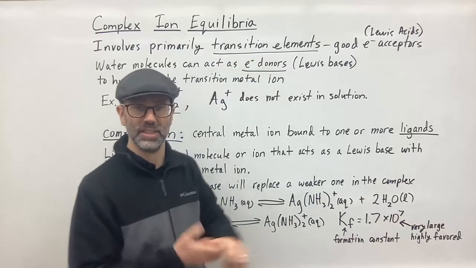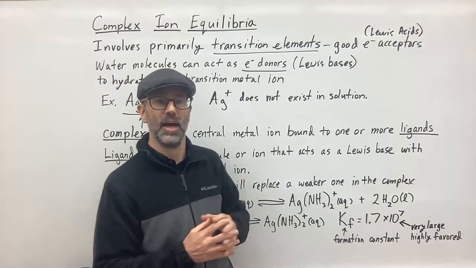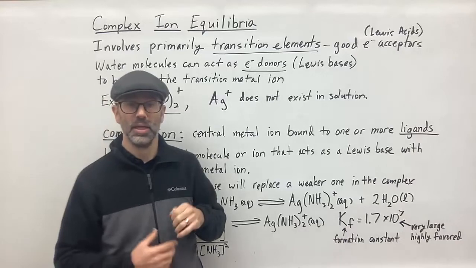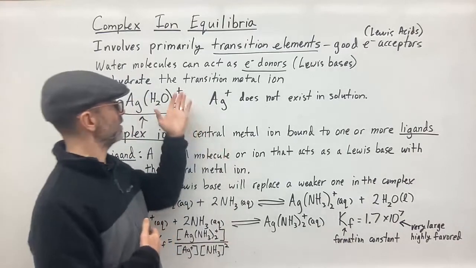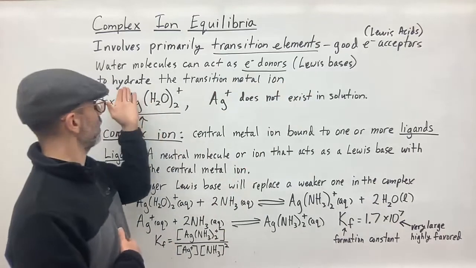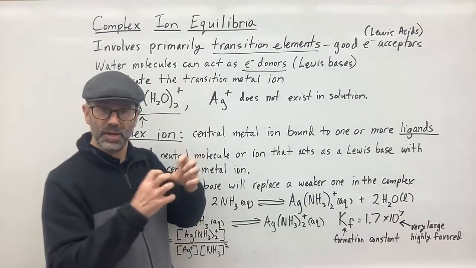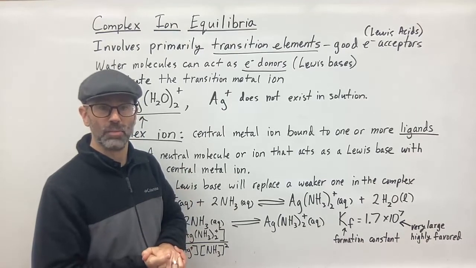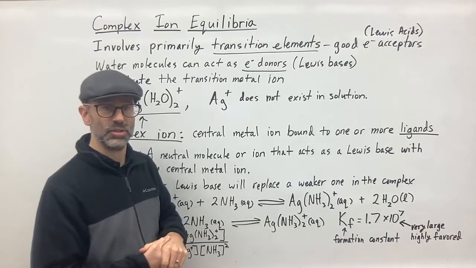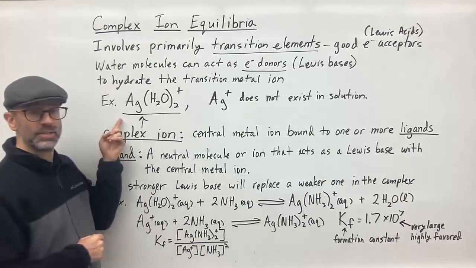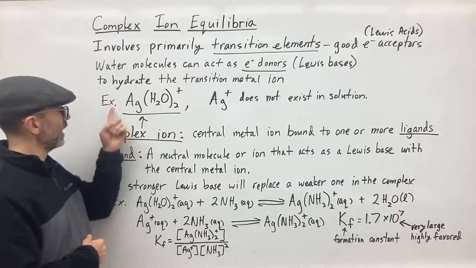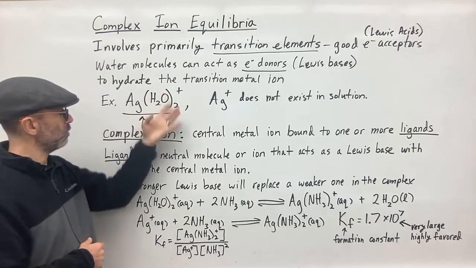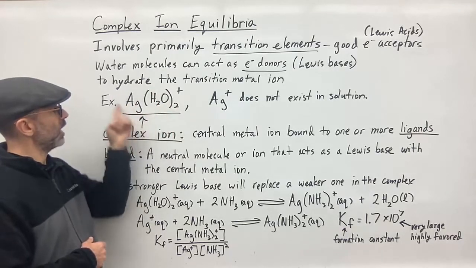Remember, transition elements have these d orbitals, and so you can add electrons to them. And so anything that has an electron donor or acts as a Lewis base can then bind to the transition element. For example, water molecules can act as electron donors. And so here we have an example of silver. So silver can bind with water. If you have silver ions in water, they'll bind with the water. The water molecules will bind, and you'll get this complex here.